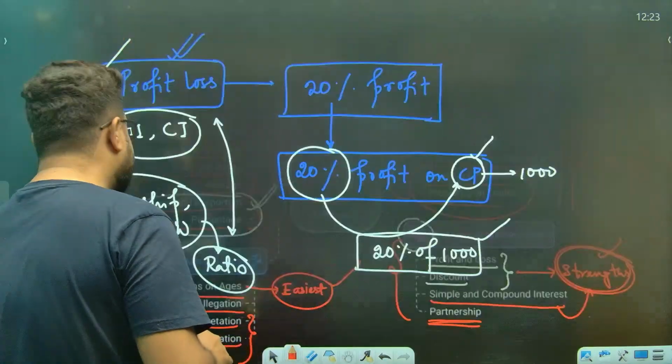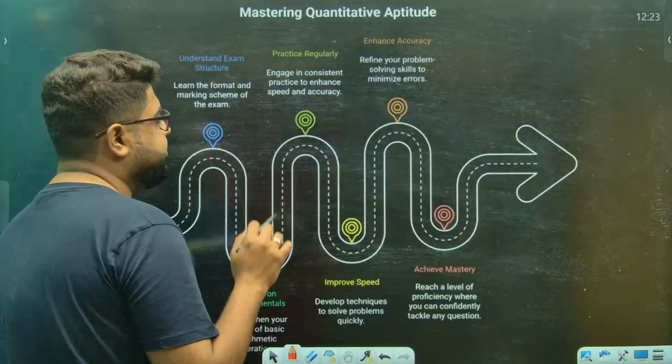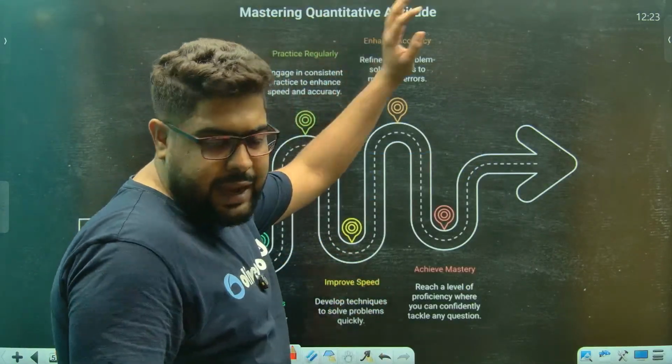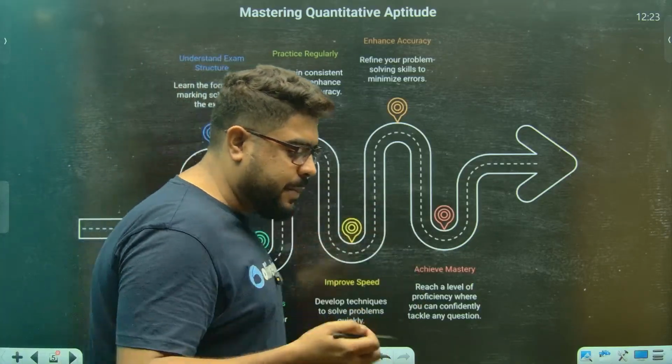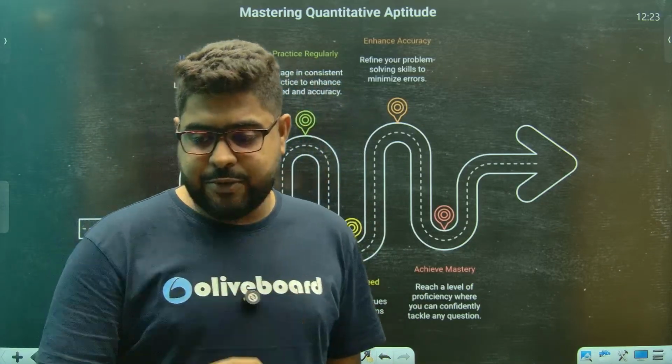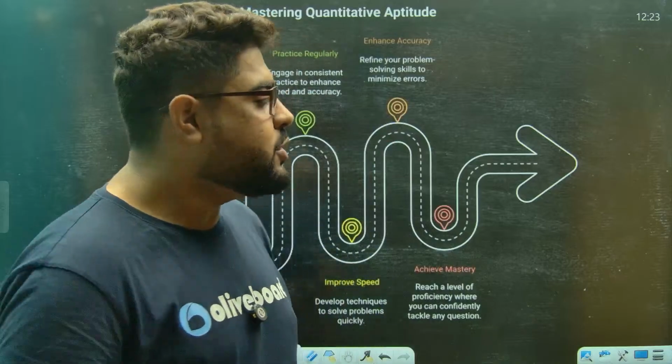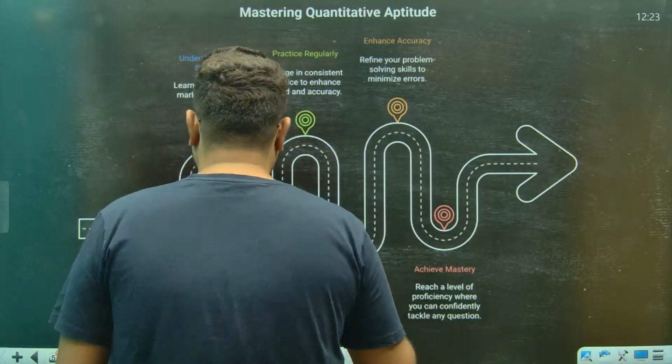So before that, let me just explain a little bit the roadmap. What to do, sir? How will you start preparing? Yes, trigonometry. Yes, absolutely. Very good point. Look, I had forgotten. Trigonometry. Perfect. So first things first.